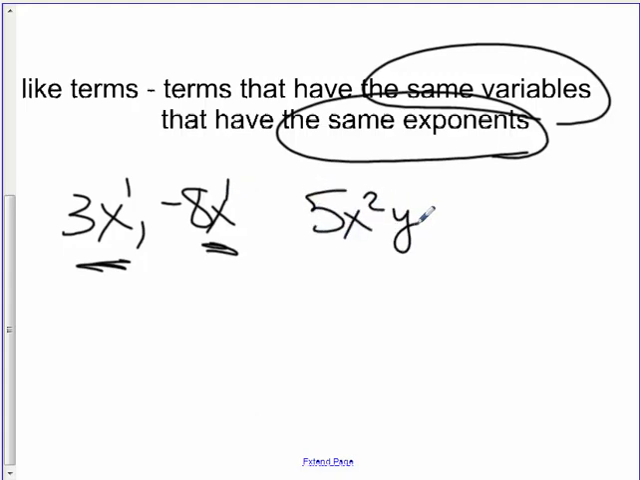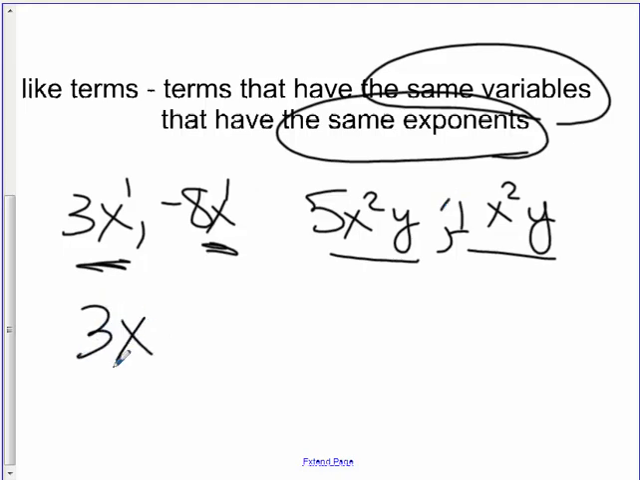If we look at 5x squared y. Like terms have to have the same variable, same exponent. So they both have an x and a y in them. The x is raised to the second power. The y is raised to the first power here. We put a 1 in front of the x squared y. You don't need to, but you could. Just like we could put a 1 in front of the x.